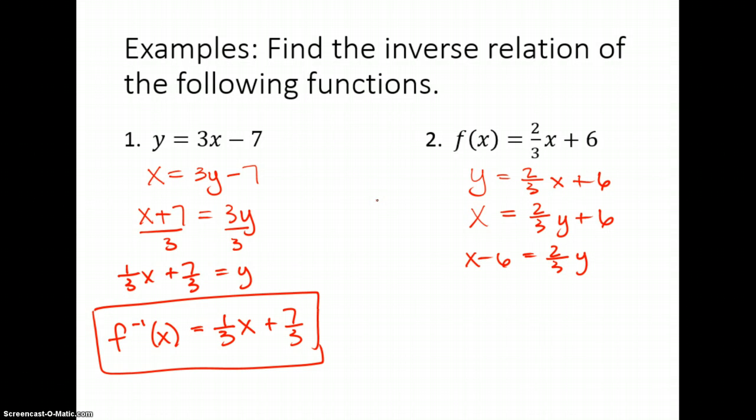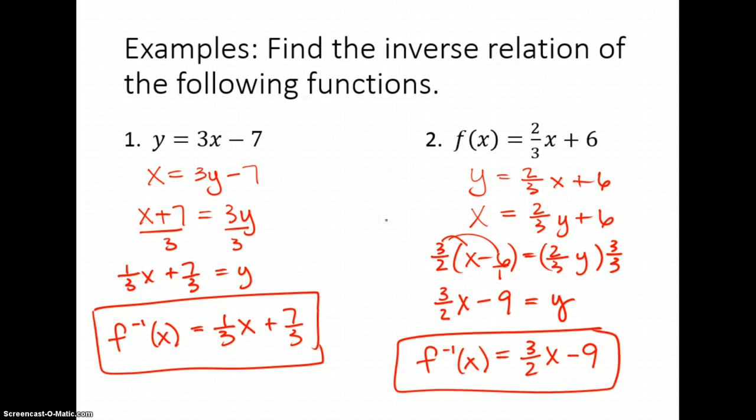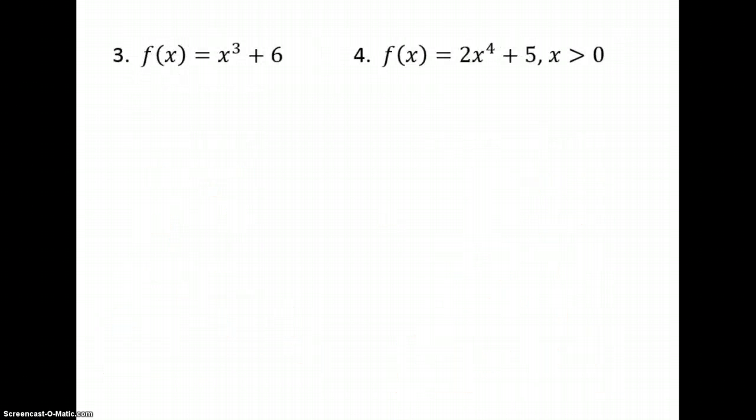Okay, and how do we get rid of 2/3? Well, we multiply both sides by the reciprocal. Now, notice on the left, when I multiply both sides, that includes both terms, which will require me to distribute that fraction. So this becomes 3/2 x, put 6 over 1, 2 goes in there twice, times 3 is minus 9 equals y. And finally, we're going to notate this as f inverse of x equals 3/2 x minus 9. Done.